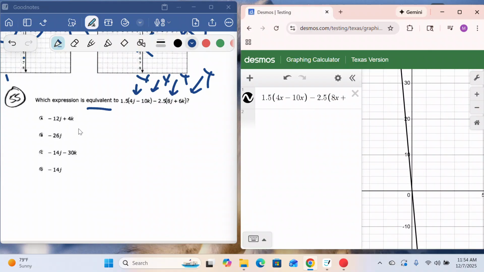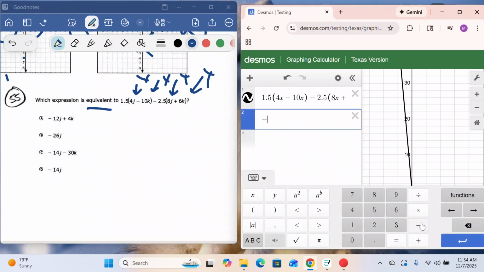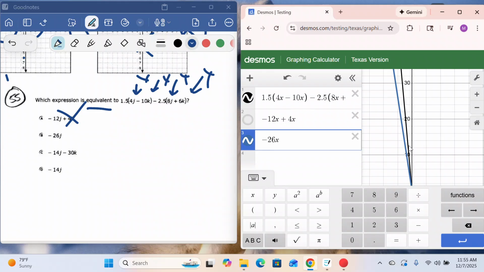And let's see if any of these gives us the right answer. So then I'm going to go ahead and change everything to x's, and I'm going to go ahead and see if it gives us the right answer. Negative 12x, positive 14x. And automatically you know that this one is wrong because it doesn't match up. So then I'm going to go to the next one. I'm going to get rid of this one, and go to the next one, negative 26x. And again, it doesn't match up. So this is a wrong answer.